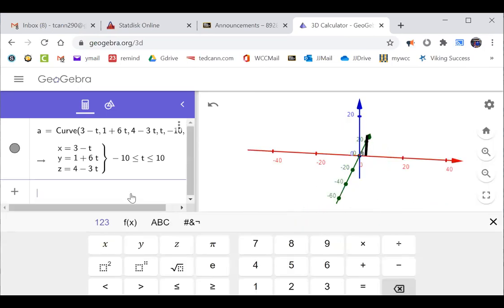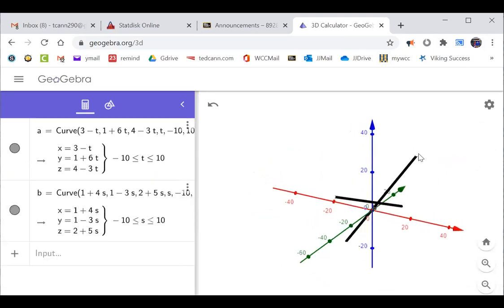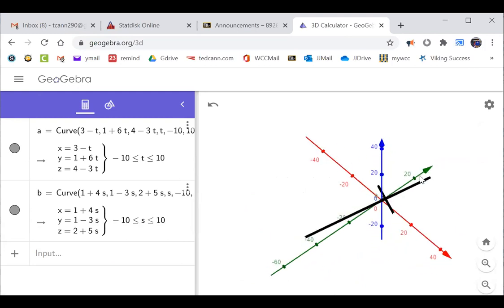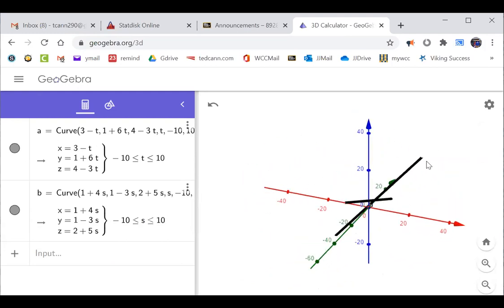All right, so my second curve, we're talking 1 plus 4s, comma 1 minus 3s, comma 2 plus 5s, comma s, comma negative 10 to 10. So there's my other line. And you could see that it accepted the s's, so that's good. It does appear that there's an intersection.